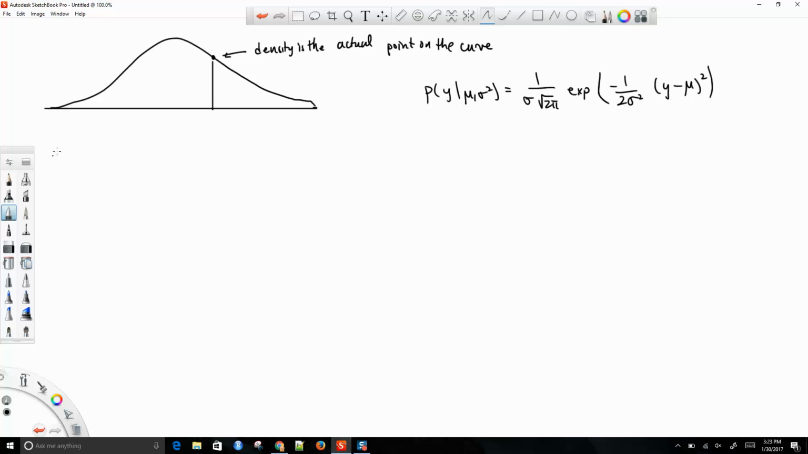So let's talk about our likelihood. The likelihood function. Do not confuse it with the loss function.